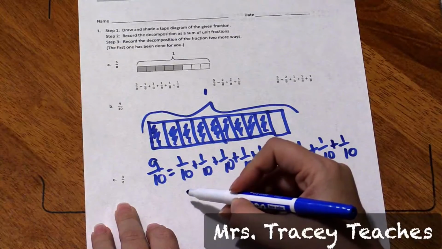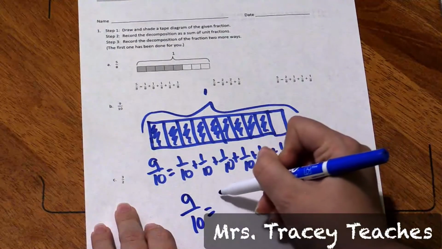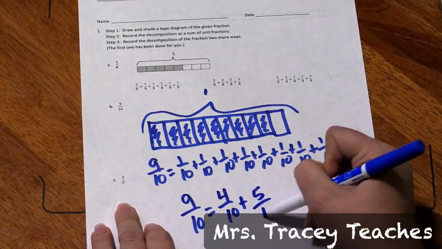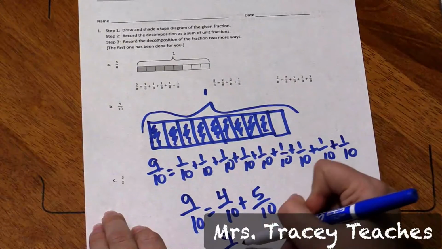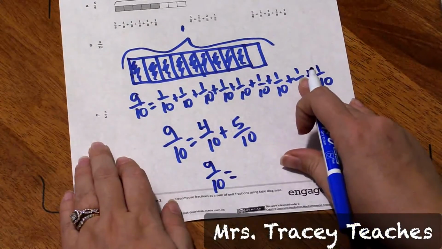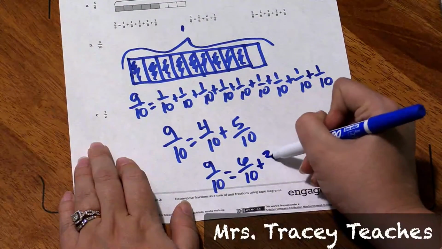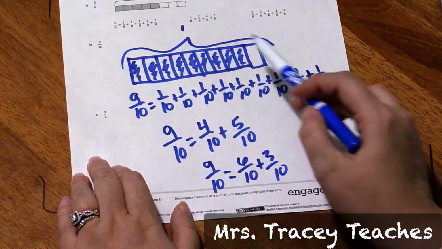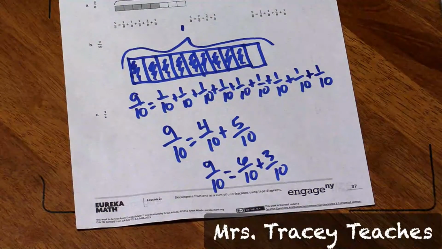Now I'm going to make another equation for that one. So I know 9/10 equals, I know 4 plus 5 is 9, so I'm going to go 4/10 plus 5/10, and that equals 9/10. Another one I can do, 9/10 equals 6/10 plus 3/10. So those are 3 different equations that I could write all for the same tape diagram and the same fraction. We're going to try one more before you try it on your own.